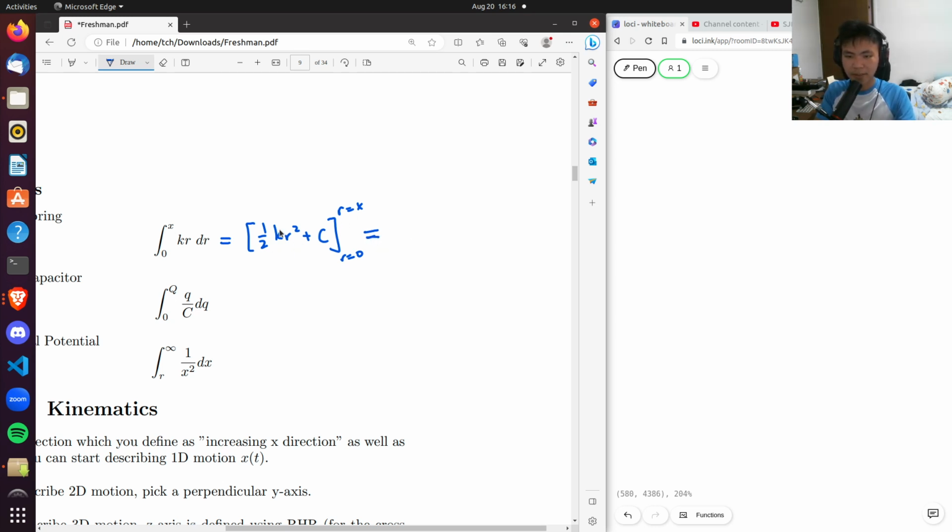So anyway, evaluating this expression at r equals x and r equals 0, I get half k x squared plus c, minus, when I substitute r equals 0 into the expression, I just get c. So of course the c cancels out, and I'm just left with half k x squared. So this is the energy in a spring, and this is actually the force, and this is actually distance. Before I even talk about force, distance, and the work-energy theorem, we can already see that there's some idea of force times distance equals work, and this is the work done in compressing or stretching the spring.